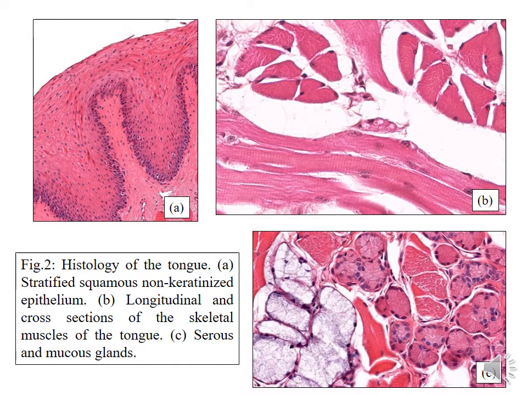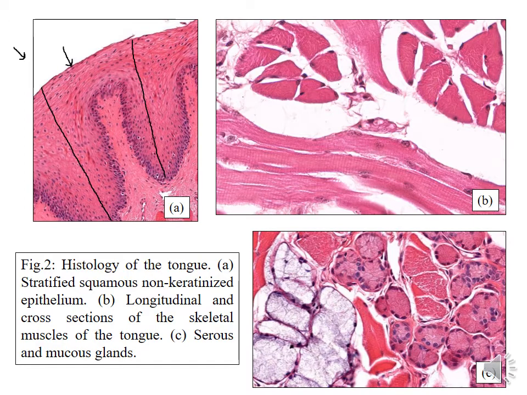In the first image here, we have the epithelium of the tongue. The tongue is covered by stratified squamous epithelium. Most of the tongue is covered by stratified squamous non-keratinized epithelium. As you can see here, this is the epithelium, and it is stratified, and the topmost layer is squamous, and it is not covered by keratin, so it's stratified squamous non-keratinized epithelium.